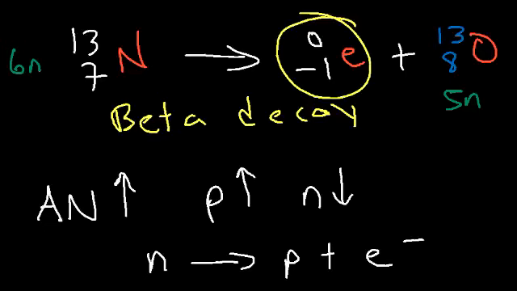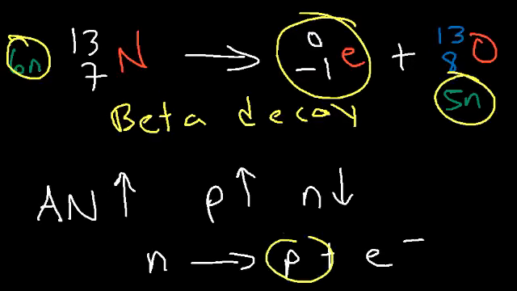A neutron in the nitrogen nucleus was converted to a proton. The proton stayed in the nucleus, but the electron left. And so that's why we could see we have a decrease in the neutron number, an increase in the proton number, and the electron escaped from the nucleus of the atom.